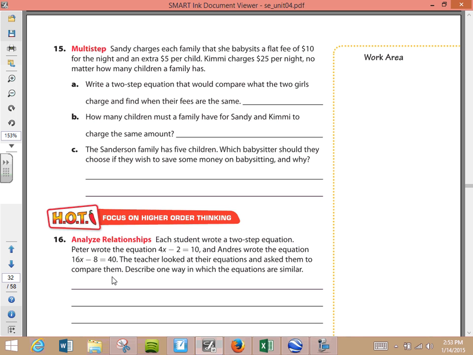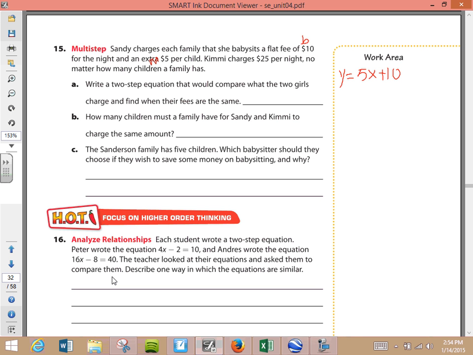All right, so let's go over this problem. It wasn't very difficult if you read it carefully. It says Sandy charges each family that she babysits a flat fee of $10 for the night and an extra $5 per child. We need an equation for that, don't we? What's her equation? 10 is the flat fee, so that's B, and this is M. Now, it is not equals 25 because Sandy and Kimmy are two different people, right? But we're not there yet.